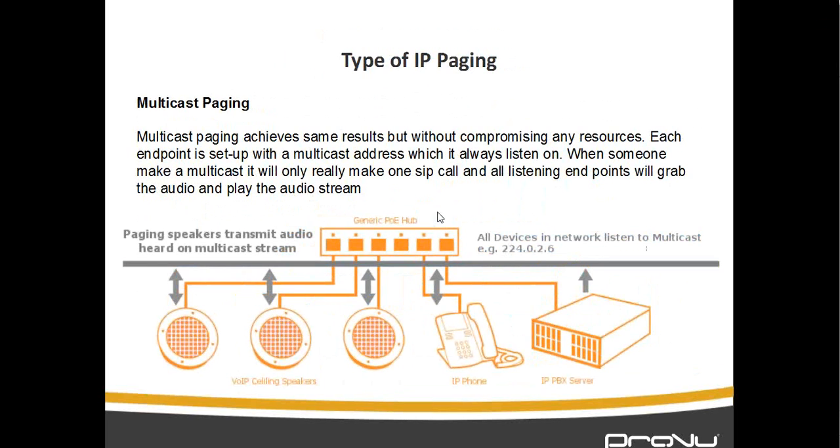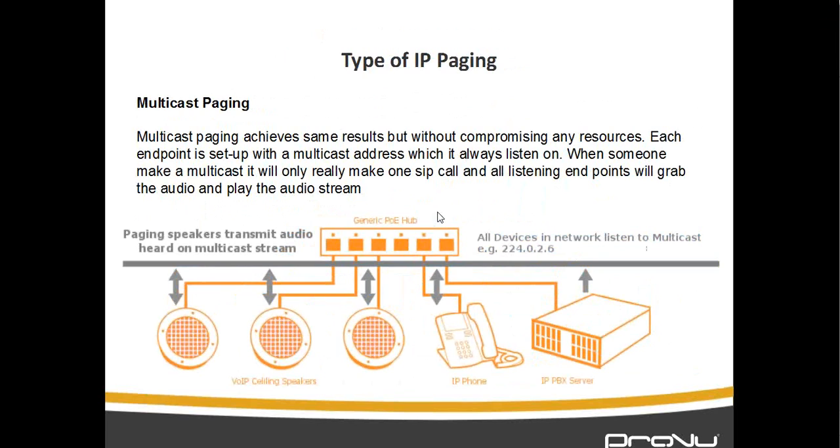The next one, which is more commonly used now everywhere, is multicast paging. It is quite unique in the sense that it achieves the same thing, but without compromising any resources on the hardware. The way it works is, you can see the gray line. Every endpoint which supports multicast, and that is the first requirement, listens on a specific multicast address, which in your example you configure in the system as 224.0.2.6, and basically everything listens to it.